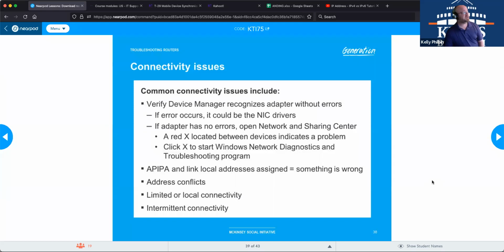All right, can't connect. Make sure the drivers on your network interface card are up to date. Where would we go to update our drivers for hardware? Device Manager. Very good. If it has no errors, go to your Network and Sharing Center. You'll see a red X on the one that might have a problem. Click Start Windows Diagnostics and Troubleshooting Program.